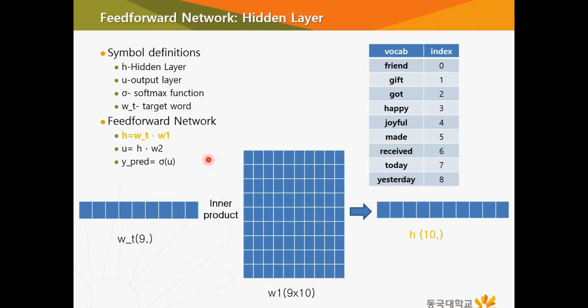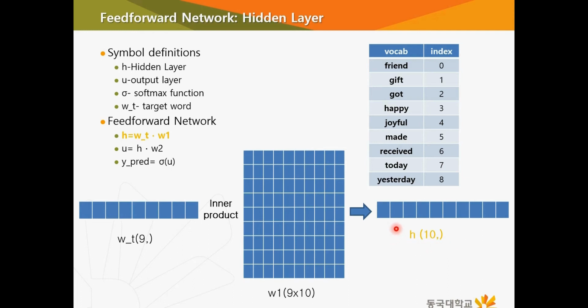The training process is based on a feedforward network. The hidden layer is created by taking the inner product of the target word and the first weight vector. The shape of the target vector is 9 because the size of the vocabulary is 9. And as you saw earlier, the first weight vector is in the shape of 9 by 10. If you take the inner product of these two matrices, it ends up with a hidden layer with a shape of 10.